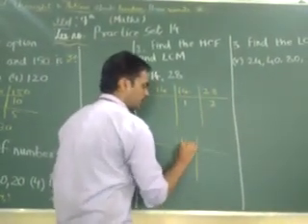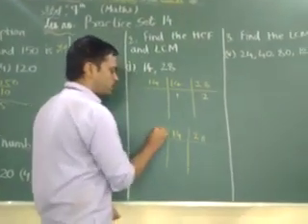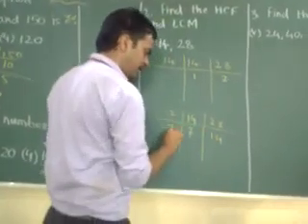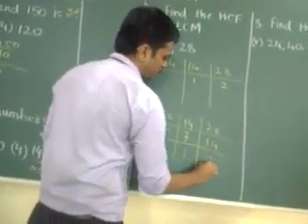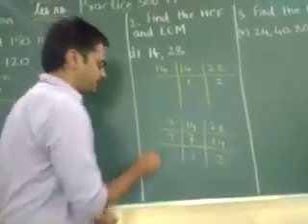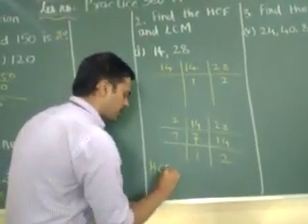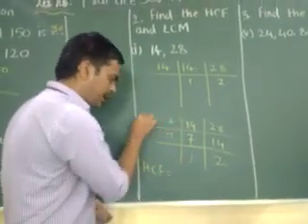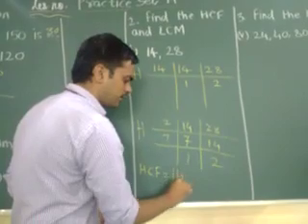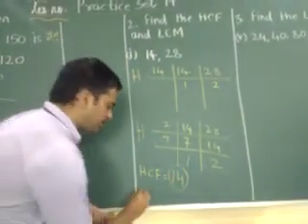If you want 14 and 28, you can divide by 2. 7 2s are 14, and 2 14s are 28. Then 7 1s are 7, 7 2s are 14. So here you will get 2 steps, here only 1 step. So the HCF, what is HCF? HCF will be H form, this is H. So only 14. HCF is 14. Understood? And LCM.